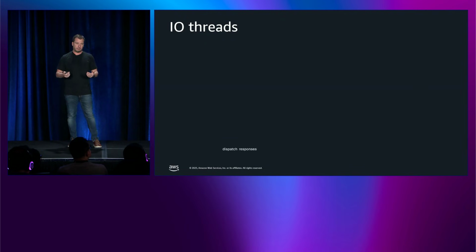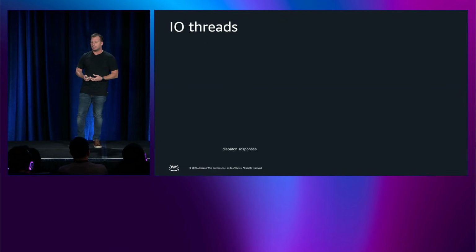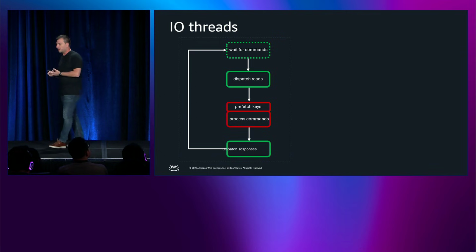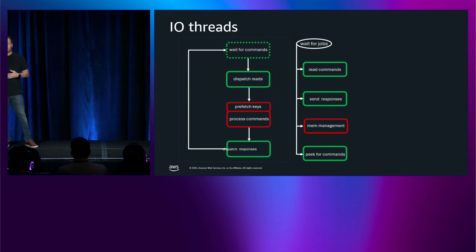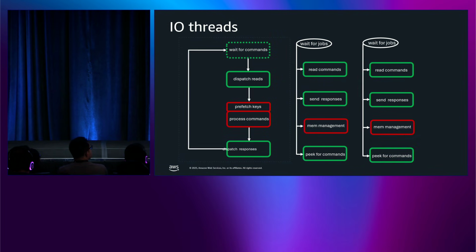Last year, specifically AWS and my team contributed to Valkey the new I/O threads architecture. The idea is very simple. We have the main thread that orchestrates all the jobs that spawn the I/O threads. It ensures that there is no race condition, and the number of I/O threads can be adjusted according to the workloads running on the hardware itself.